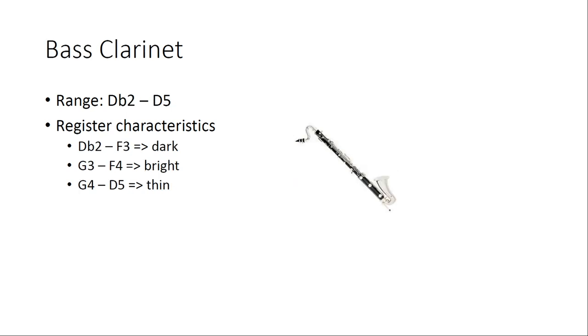The bass clarinet is somewhat equivalent to a cello range-wise, and it's mostly used for sustaining, especially low and middle chord notes, because as you can see, the register is a bit lower. We're getting close to the double bass register.